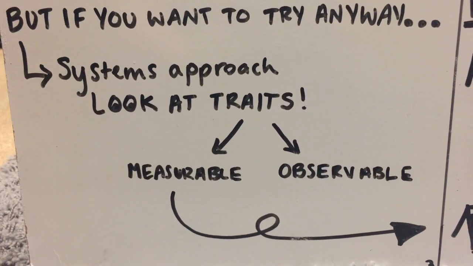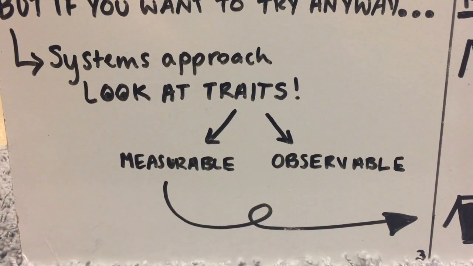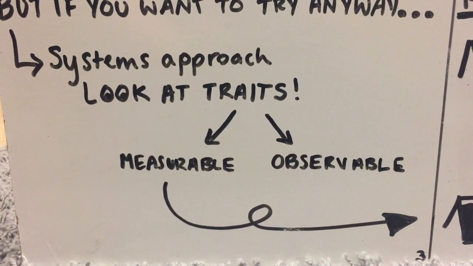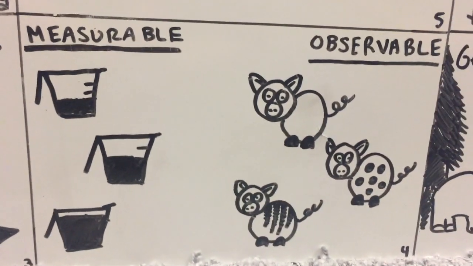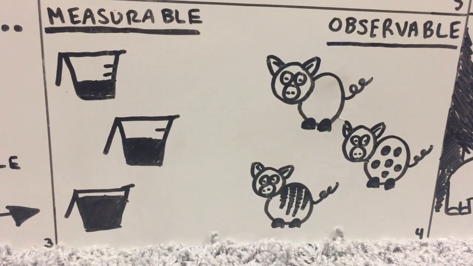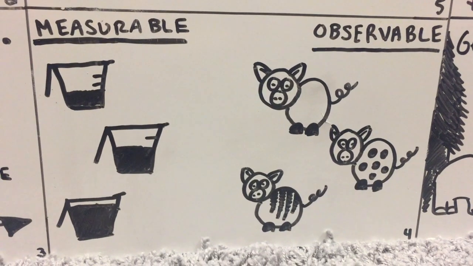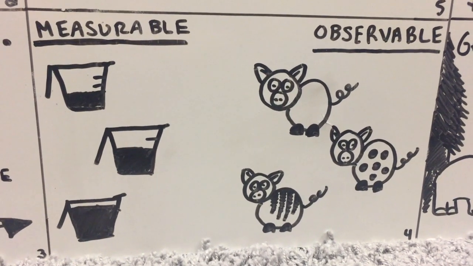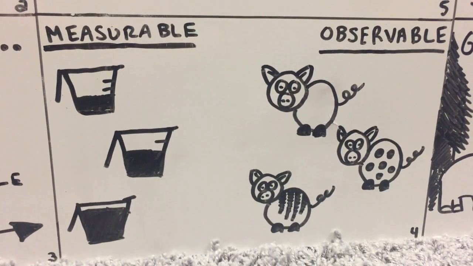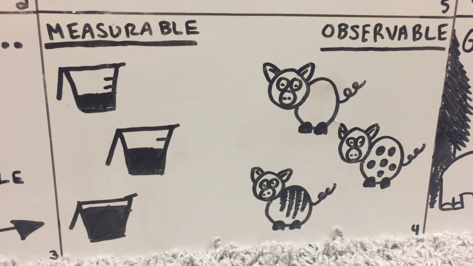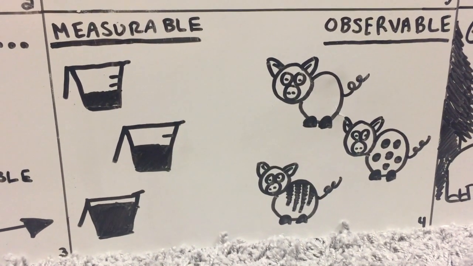For this, you look at traits. A trait is any observable or measurable characteristic of an individual, and there are two types: measurable and observable. The measurable traits include milk production by dairy cows. You can see here that these 3 cows have different levels of milk production. They produce black milk, which is perfect for the black milk market. There are also observable traits, like these pigs have different skin and coat colors. These ones are named after different types of cookies.